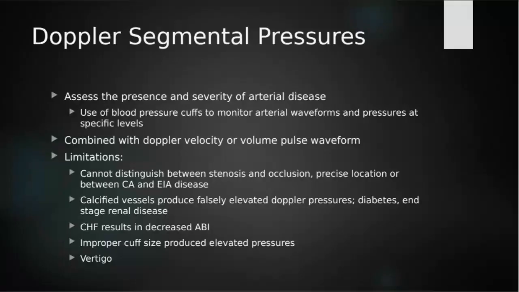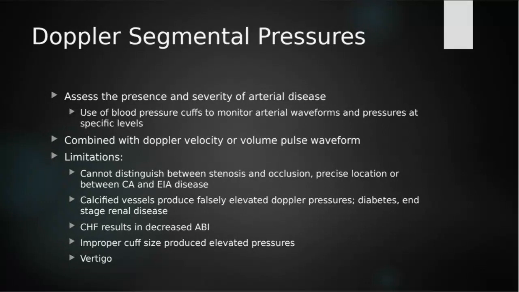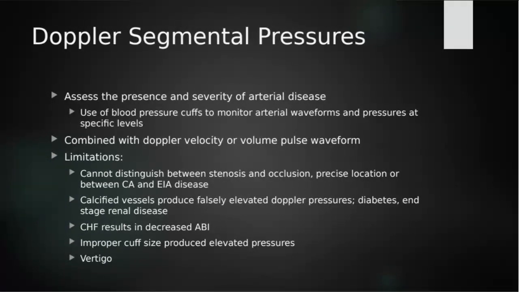So we're going to focus a lot on this first PowerPoint about segmental pressures and what we do them for, how we do them, and kind of the importance of them, I guess we could say. So when we have arterial disease, we know that that's going to be some sort of blockage in the artery. That's pretty much the only disease that we're going to be talking about, some sort of stenosis or occlusion of the artery.